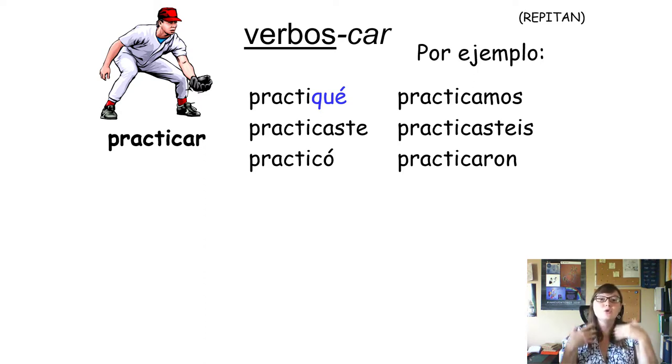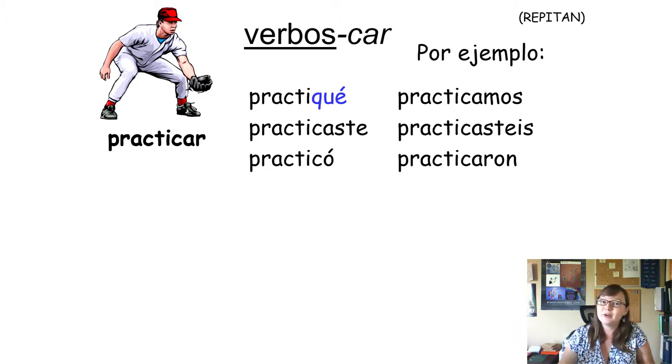If we used the regular endings in the preterite form for the -car verb, it would be practicé with an accent. What happens then? It would be practicé, but we don't want the se sound, because that's not what this verb sounds like. This original verb sounds like a k sound. So to maintain that k sound, we need to add q, u, e with an accent. So that C changes to a k sound with the q, u, e. This again is just to maintain proper pronunciation when we read the word in written form.